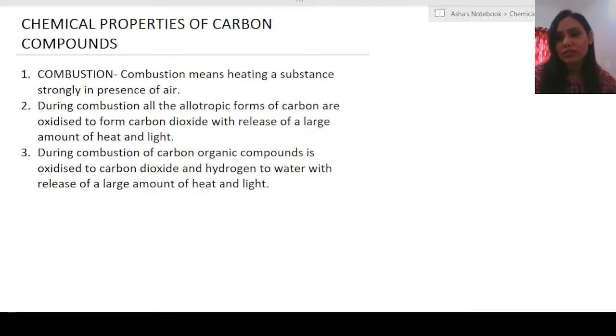In my previous session, I have already finished with the topic of nomenclature and how you can make structural isomers. In today's session, I will be starting the chemical properties of carbon.